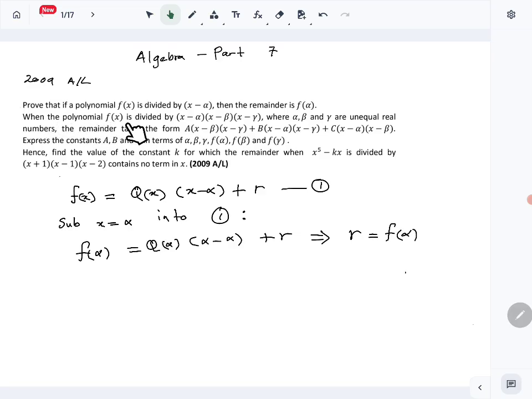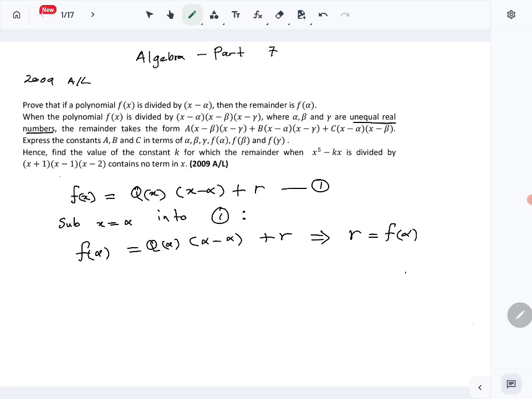Now let's see. They have given that when the polynomial f(x) is divided by this divisor, a cubic divisor, where alpha, beta, gamma are unequal real numbers, the remainder takes this form. So we have a cubic divisor, so the remainder is a degree less, so it's a quadratic, no? So that type, correct. So we have to find a, b, c in terms of alpha, beta, gamma, f(alpha), f(beta), and f(gamma).